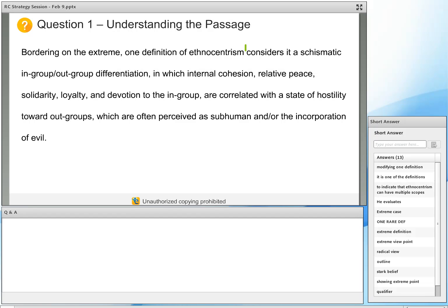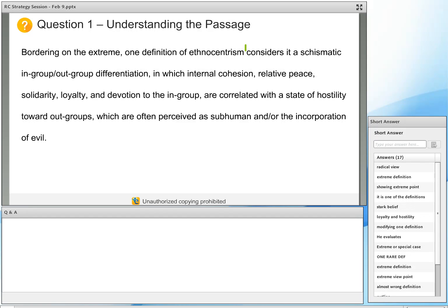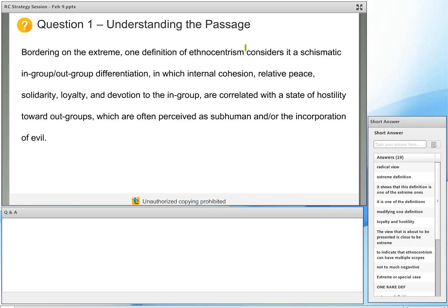Yes. Okay. But he is evaluating. That's not correct. There is no evaluation happening. Whenever you evaluate, you consider the positives and the negatives. Here the author is simply saying that something borders on the extreme. What borders on the extreme? Definition. Definition of what? Definition of ethnocentrism. And what does bordering on the extreme mean? It means that it's an exaggerated definition.